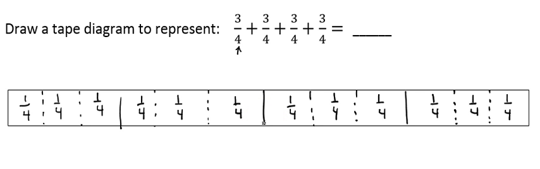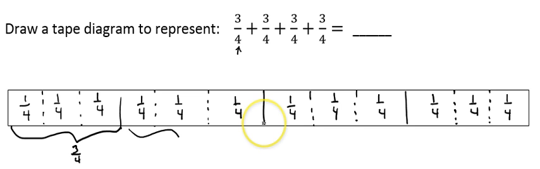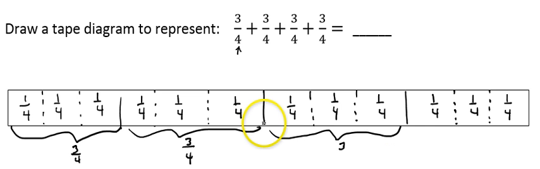So here are my 4 groups, and each group is made up of 3/4. I'm going to show that as a label down below. So here's 3/4. Here's another group of 3/4, another group of 3/4, and my 4th group of 3/4. I can look at this as 3/4 plus 3/4 plus 3/4 plus 3/4.